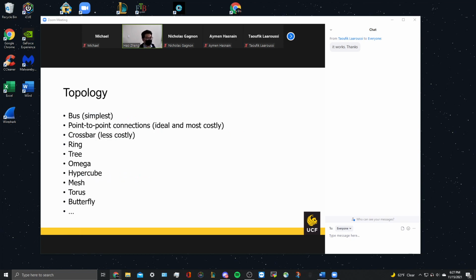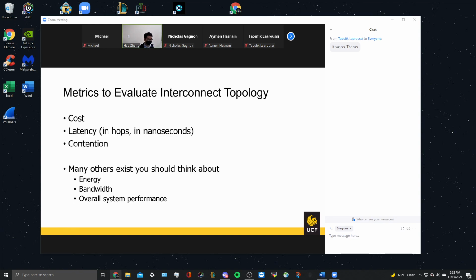So the topology, okay, today we will go over some topologies together. For example, bus is the simplest one, point to point, right? Crossbar, ring, tree, omega, hypercube, mesh, torus, butterfly, and so many topologies. You have utilized these, but you should be able to analyze these topologies using the metrics I mentioned before, right? So we will go over these metrics one by one.